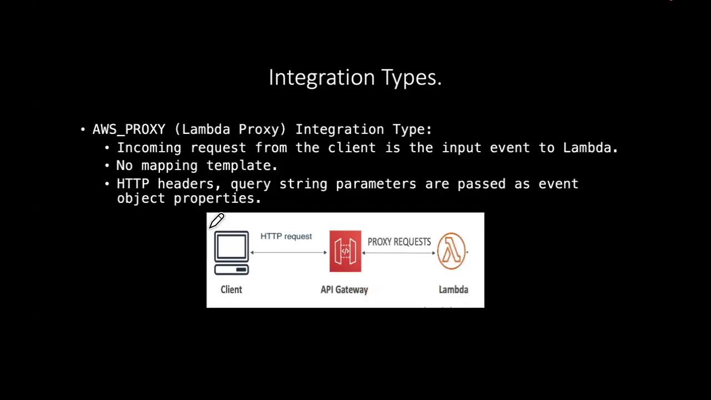This is the one that we are interested in. So this is integration type number 3, and it's either called AWS Proxy or it's also called Lambda Proxy. And clearly from its name, this is the integration type that's appropriate when your backend is a Lambda.